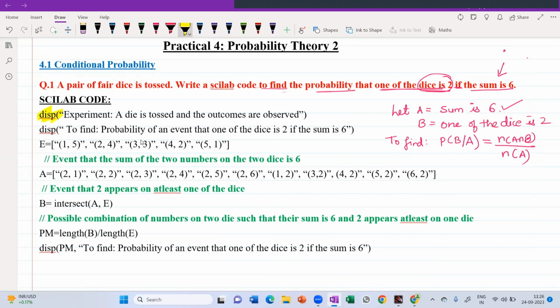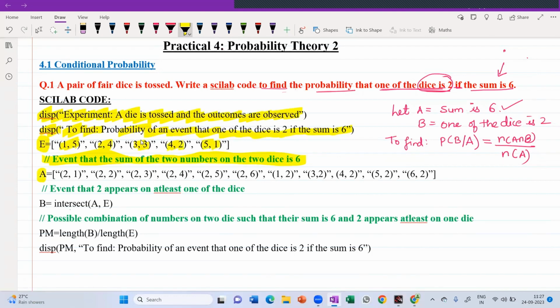So what is this first line going to do? All of us know that the first line is going to print the statement as it is. What is it going to print? The experiment that a pair of dice is tossed and the outcomes are observed. The next line will display: to find the probability of an event that one of the dice is 2 if the sum is 6. Now here we have taken event E. What does this E stand for? That I have written in green color, which stands for a comment line, which means the event that the sum of the two numbers on the two dice is 6. So all of us know that in these 5 cases we are going to get a sum of 6.